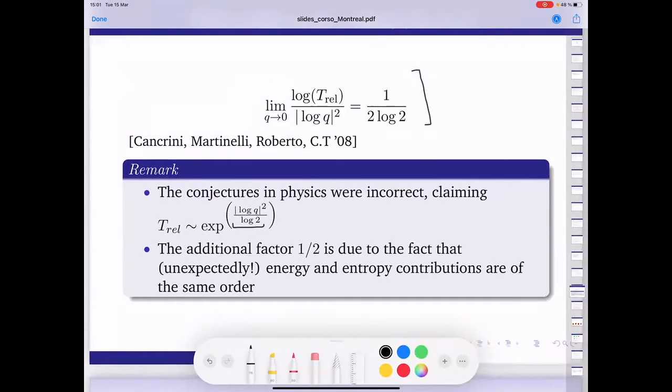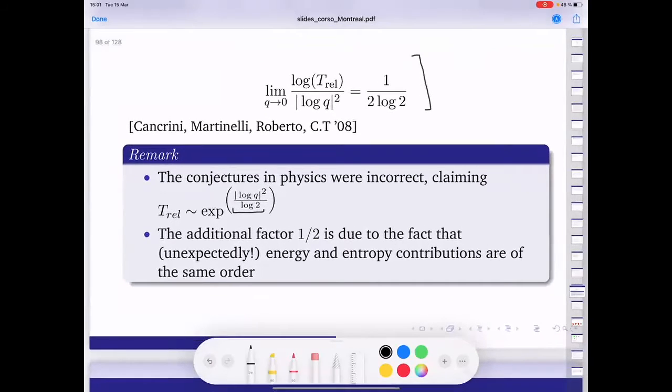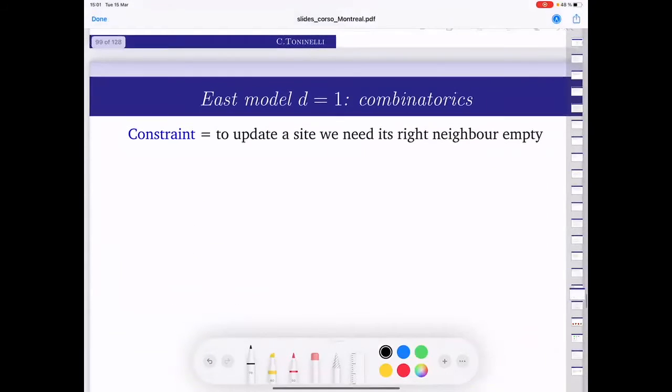But what about a lower bound? We are just establishing this upper bound, but does it correspond to the real behavior? Why this funny exponential log square behavior? In order to understand this, one has to understand the combinatorics behind the East model, the behavior of the East model. So first of all, consider the East model.